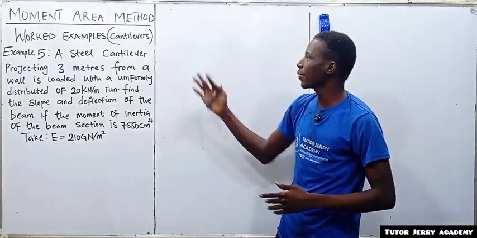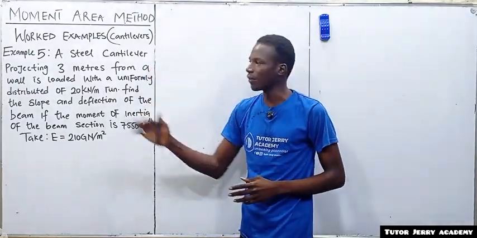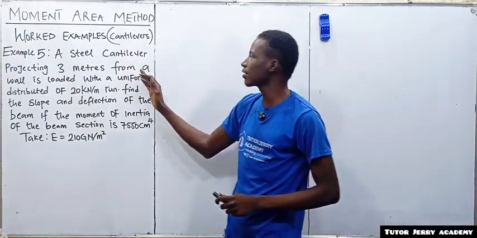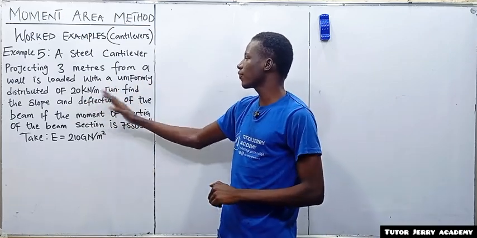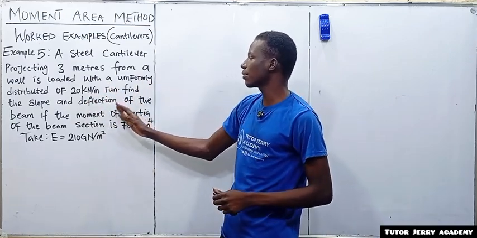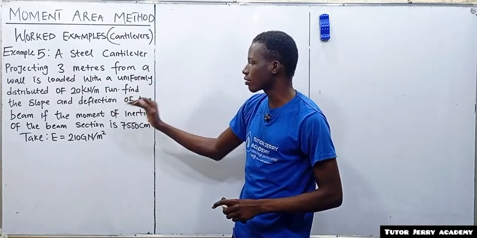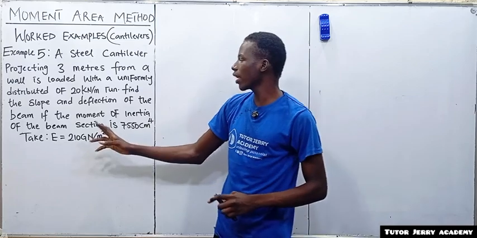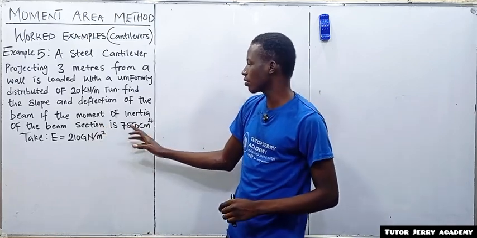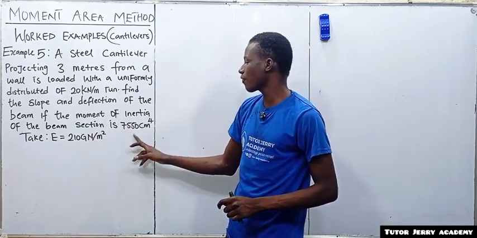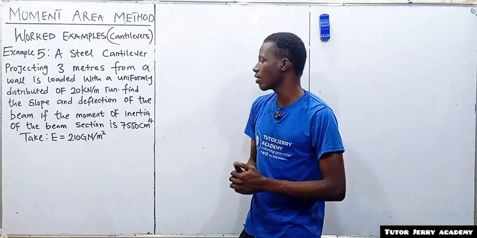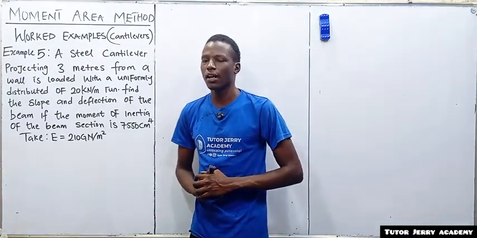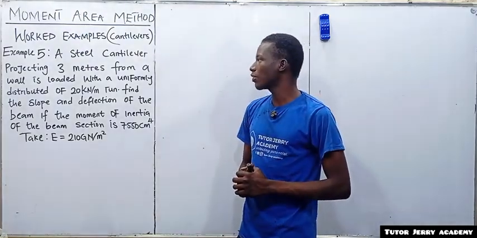We are still on the moment area method. This is example number 5. A steel cantilever projecting 3 meters from a wall is loaded with a uniformly distributed load of 20 kilonewton per meter. We are asked to find the slope and the deflection of the beam if the moment of inertia of the beam section is 7550 centimeter to the power of 4, and we're given E to be equal to 210 giganewton per meter square. Now let's solve this question.